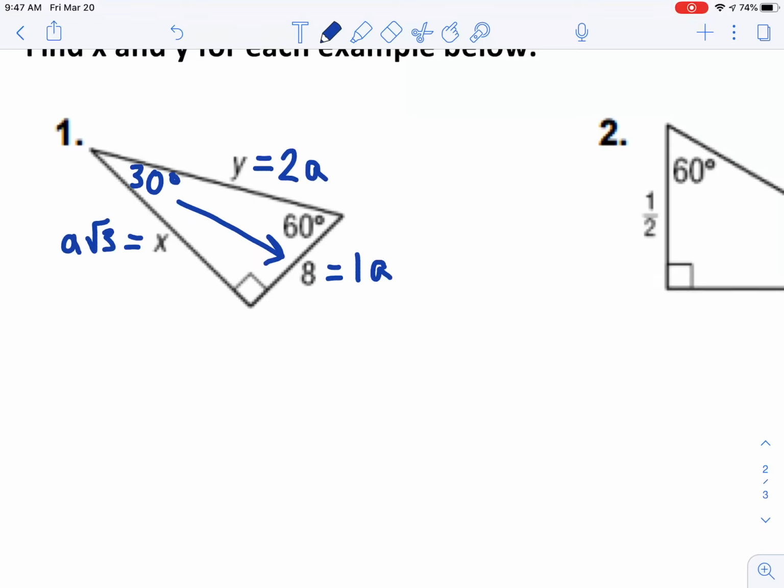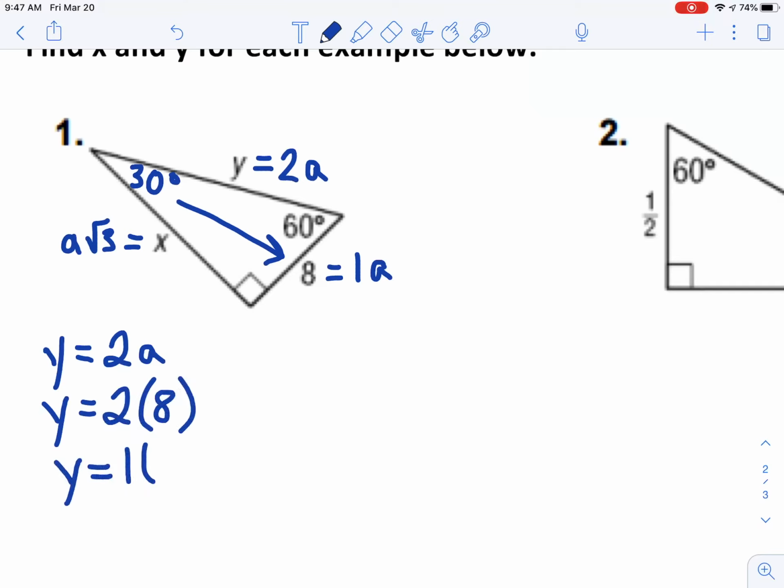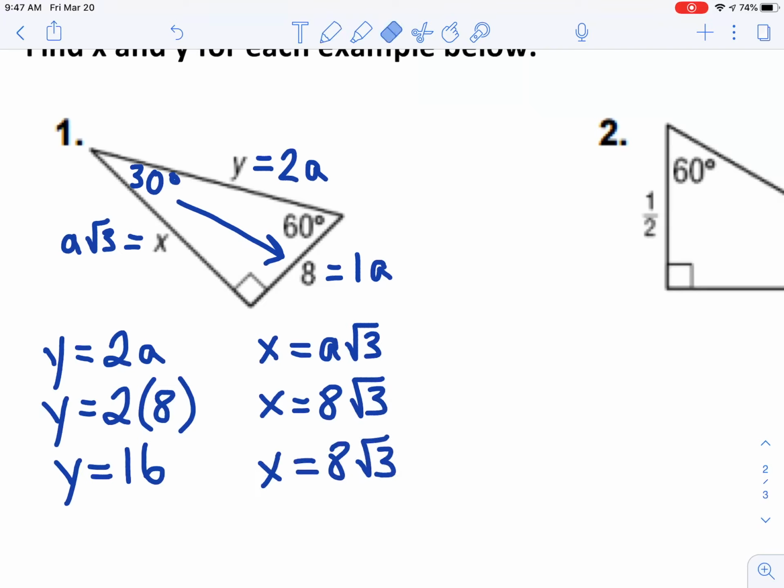So, I started with this one because it's easy. Look, they're showing you A is equal to 8. So, y is 2 times A, which means it's 2 times 8. So y has a length of 16. And x is A rad 3. And once again, since we know that A is 8, I get that x equals 8 rad 3. I meant to highlight it.